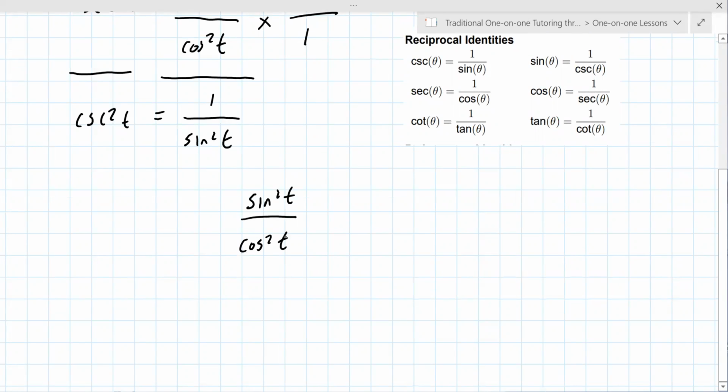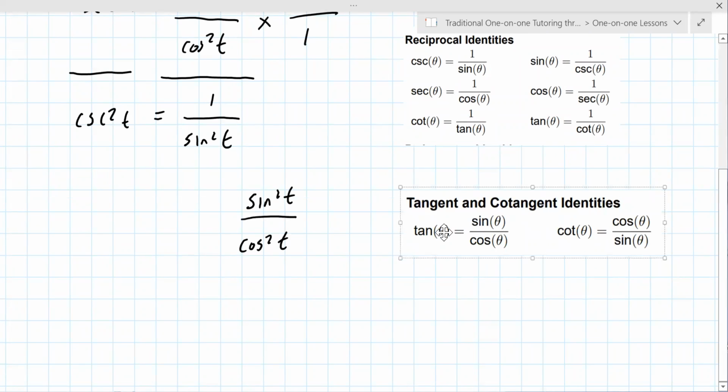Okay. And that's where you're supposed to say, oh, I know what that is, because sine over cosine is, I'll snip that in, yet a few more things to remember. Sine over cosine is tangent. So this becomes tangent squared t.